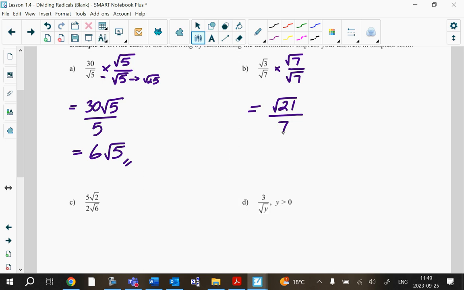What do you mean, can that be done? You can't divide these two any further. But remember, your answer can't have a radical in the denominator. This doesn't have a radical in the denominator, so I'm done. Oh, in the denominator. Oh.